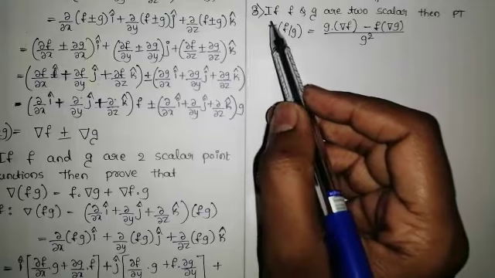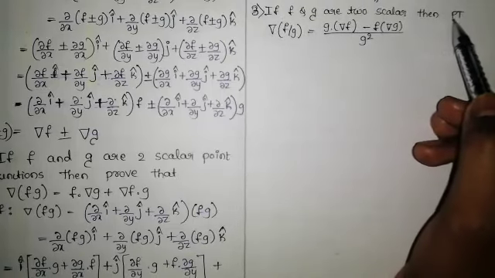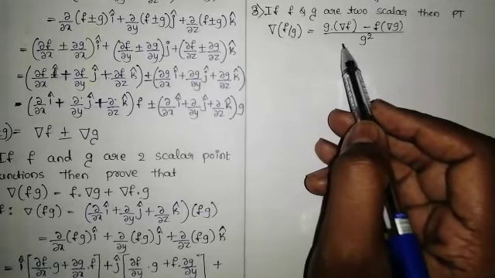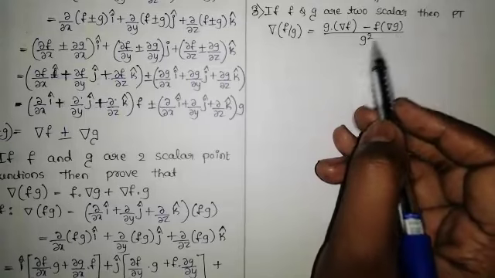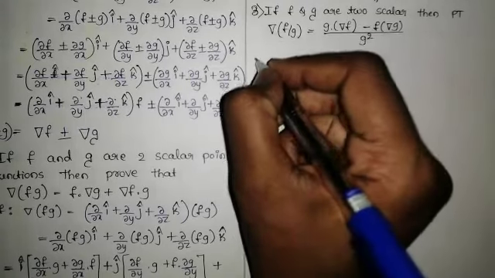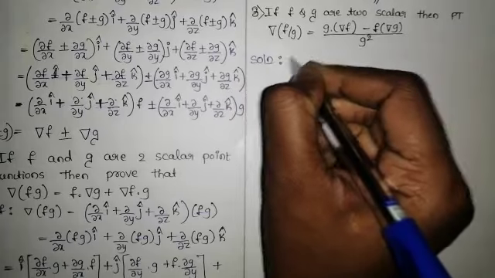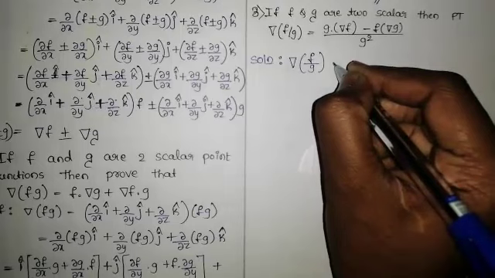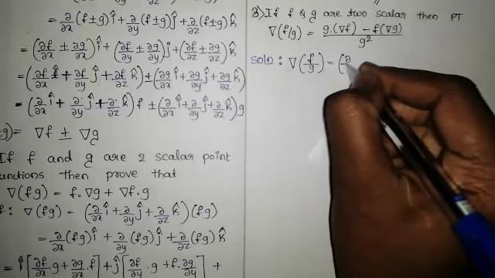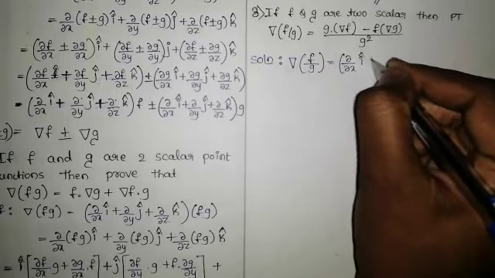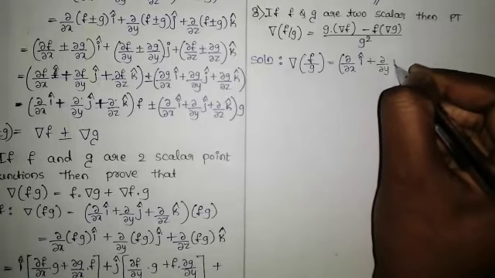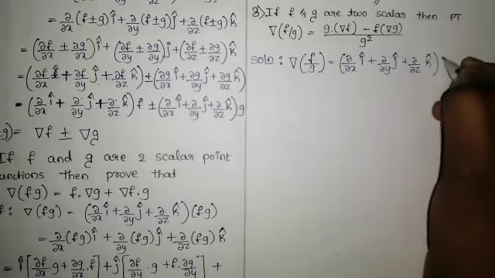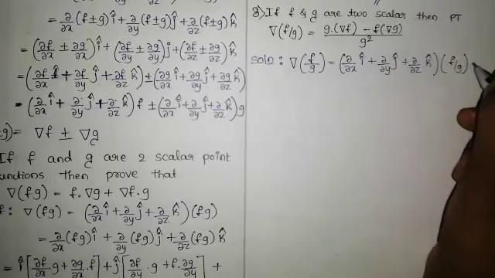Okay, next, third property: if f and g are two scalar point functions, then prove that del of f divided by g equals g into del f minus f into del g divided by g square. Let us solve this one. Take down the solution. Del of f divided by g equals, applying the del definition, ∂/∂x into i cap plus ∂/∂y into j cap plus ∂/∂z into k cap, into f divided by g.